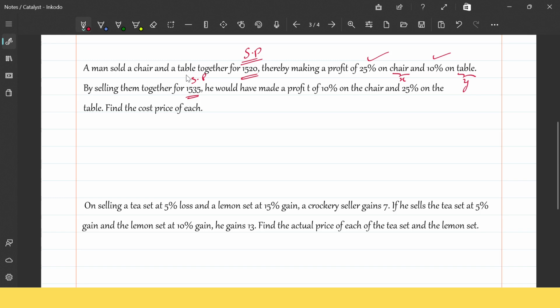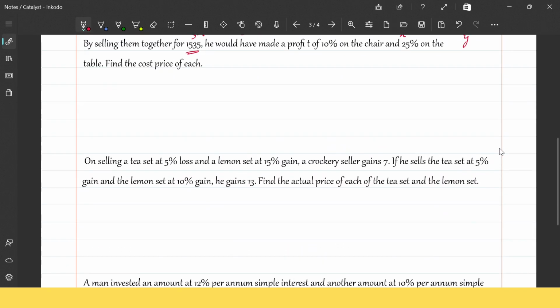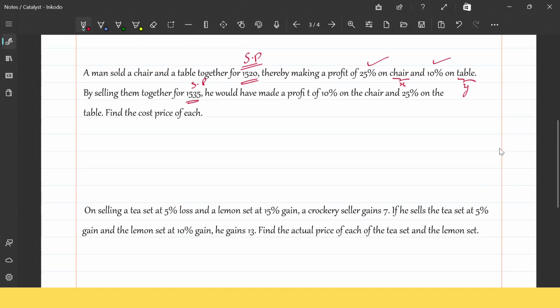A man sold a chair and table together for 1520, which means this is the selling price. Now how do you find the selling price? What did I tell you over here? To find the selling price, it is just 100 plus that percentage if it is a gain, and minus if it is a loss, of the total price. Directly you'll get the selling price. You need not do a lot of calculations over here.